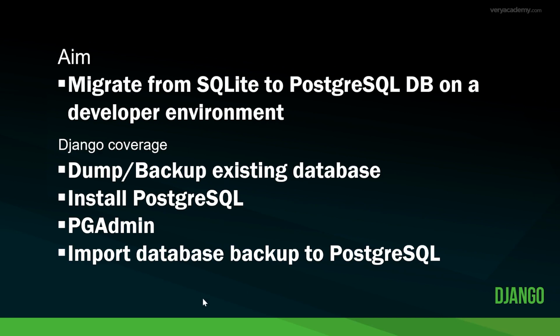Once we've done that, we're going to install pgAdmin, which is a simple graphical user interface to allow us to administrate our Postgres databases. And then finally, we're going to take that backup we made originally of our existing database and put it into a new Postgres database. Once we finish doing all that, we'll then reconnect our Django application to the new Postgres database and test to see if it's working.